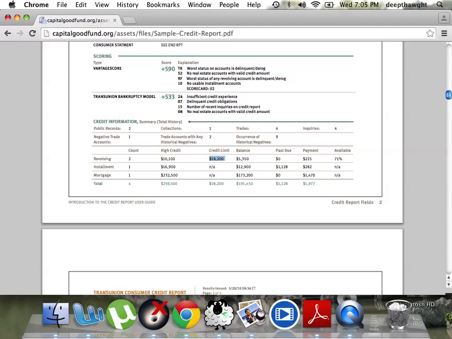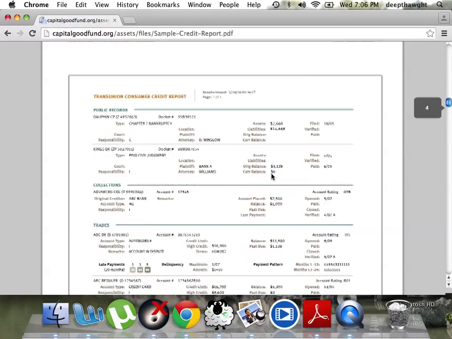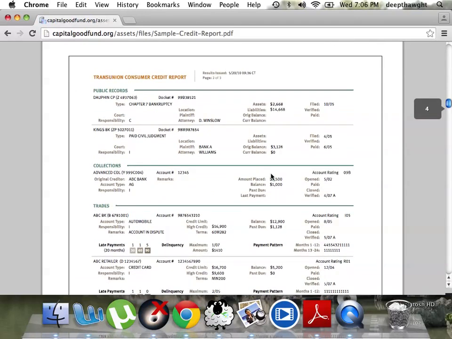Your total balances is $191,400. Your past due total amount is $1,128 with the past due on the installment loan, and then your total monthly payments is $1,977. All right, so let's scroll on down to page 4.